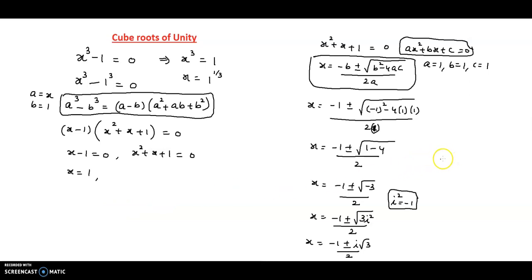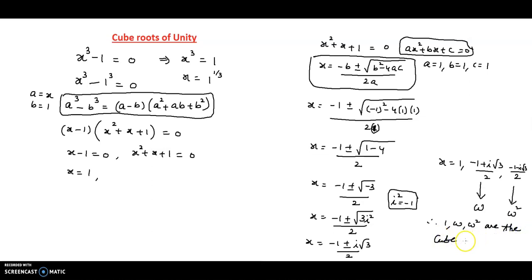Therefore we have got three values of x now. x equals 1, x equals minus 1 plus i root 3 by 2, and x equals minus 1 minus i root 3 by 2. We take this minus 1 plus i root 3 by 2 and denote it by the symbol omega, and minus 1 minus i root 3 by 2 as omega square. Therefore we can say 1, omega, omega square are the cube roots of unity.